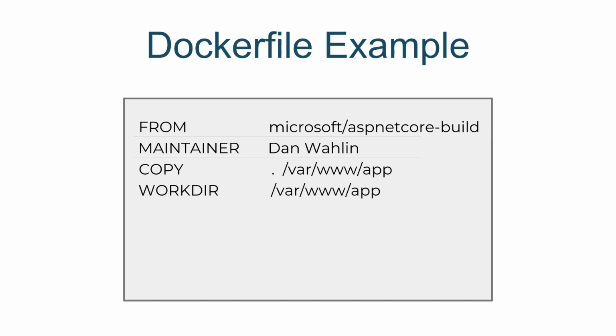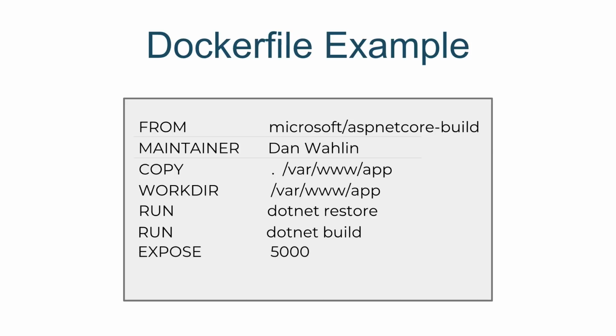I'm going to set that folder as my working directory. That's going to be the root for my app. Okay, and then I'm going to run a dotnet restore. I'm going to run a dotnet build, I'm going to expose a port, and I'm then going to run the app. Now this is a development version. You might not run the app, you might just do these steps up here to actually build your code.